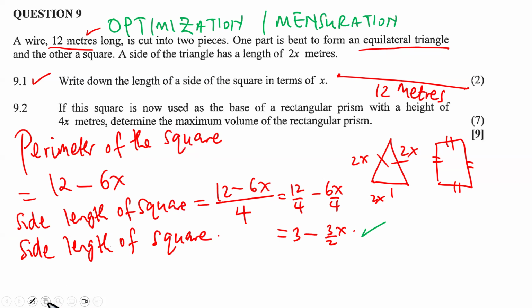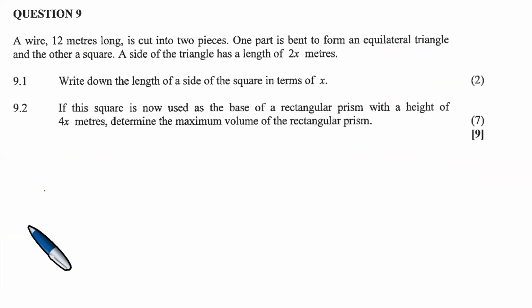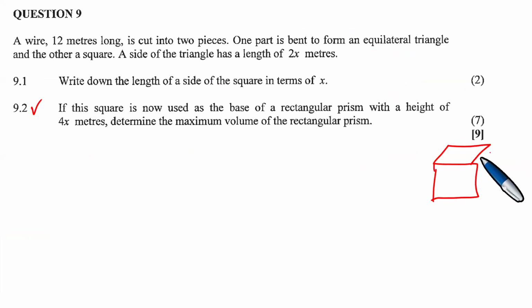Right, so the next question is, if this square is now used as the base of a rectangular prism, so let's build a rectangular prism. Here is a rectangular prism. Just trying to draw. That is not the perfect work of an architect, but then you do this.